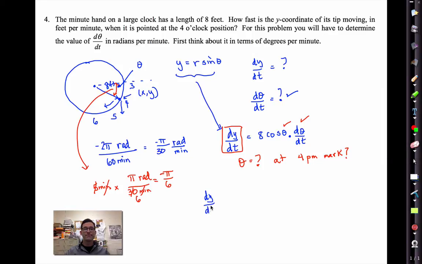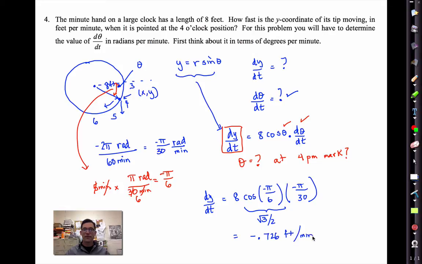dy/dt is going to be 8 times the cosine, I'll put the negative in there, of negative π/6, times dθ/dt, negative π/30. The cosine of negative π/6 is a positive √3/2. So I could multiply all of this out, and it would become negative 0.726 feet per minute.